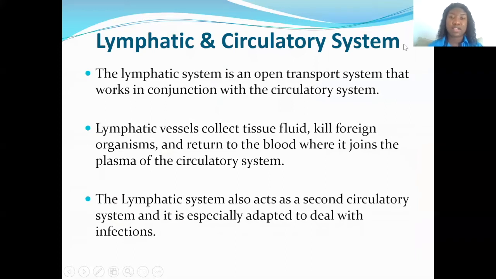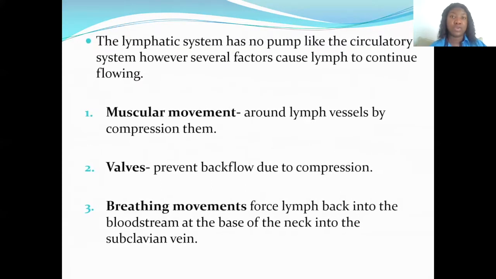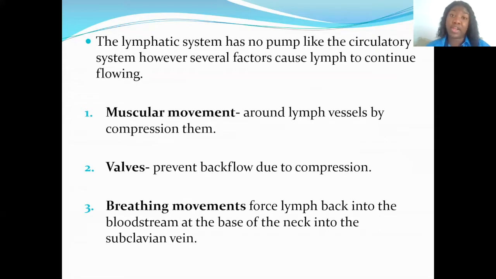The lymphatic vessels collect tissue fluid, kill foreign organisms, and return to the blood where it joins the plasma of the circulatory system. Okay, the lymphatic system also acts as a secondary circulatory system, and it is especially adapted to deal with infections. Although it's a secondary circulatory system, it has no pump like the circulatory system. However, several factors cause lymph, which is the fluid associated with the lymphatic system, to continue flowing.